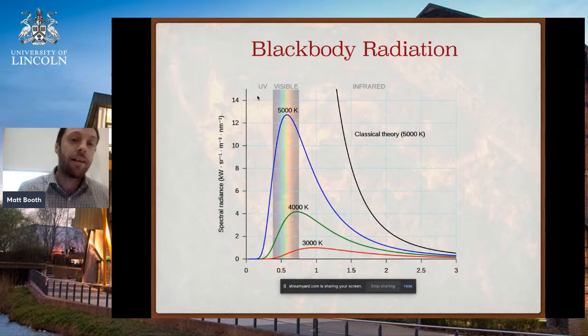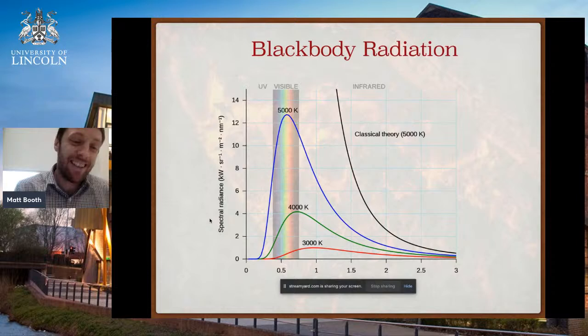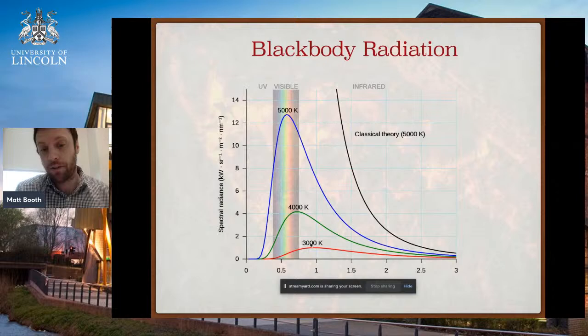This black solid line here is the prediction of classical physics. This is the kind of physics of the 18th, start of the 19th century, before quantum physics. This theory predicts this line here. The horizontal axis is wavelength, and the vertical axis is the intensity of light. We see the peak changes for different temperatures. These are the experimental results. This red peak is for 3000 Kelvin, so that's very hot, and we see this kind of red light. Most of the emission is in the infrared.